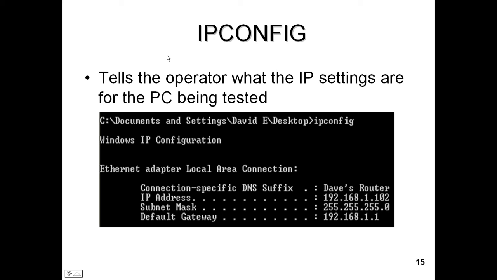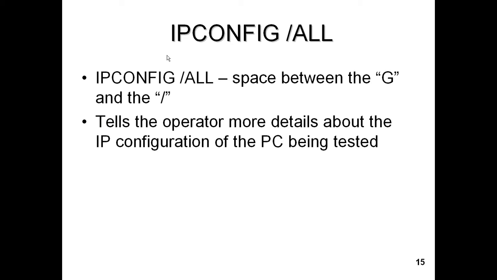Because chances are you may have to change your IP address in your laptop to be able to communicate to devices on your customer's network or on a different network. So ipconfig gives you that. Now, there's another option called ipconfig space /all. The space is important. You can type it in all caps. You can type it in lowercase. Doesn't matter. But remember that space and which way the slash is going. This gives you more details about the configuration of the PC that you're testing.